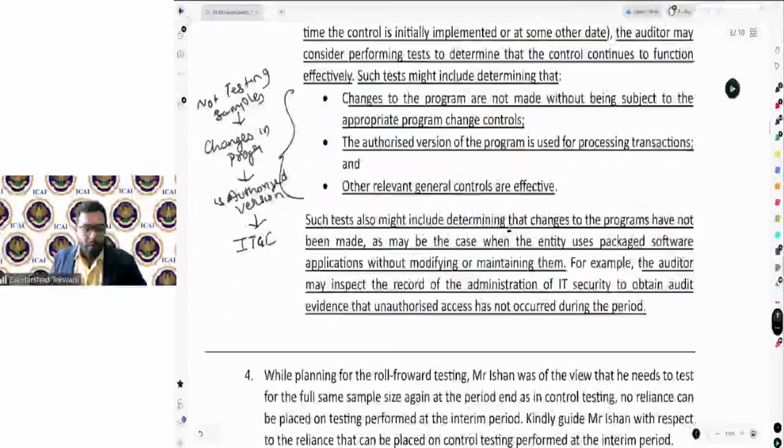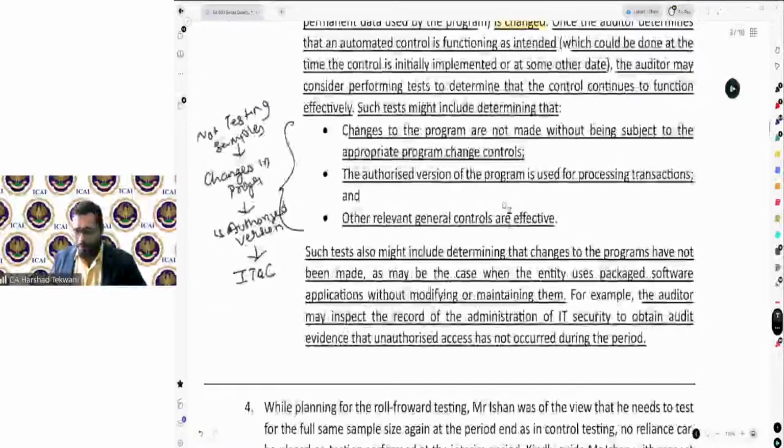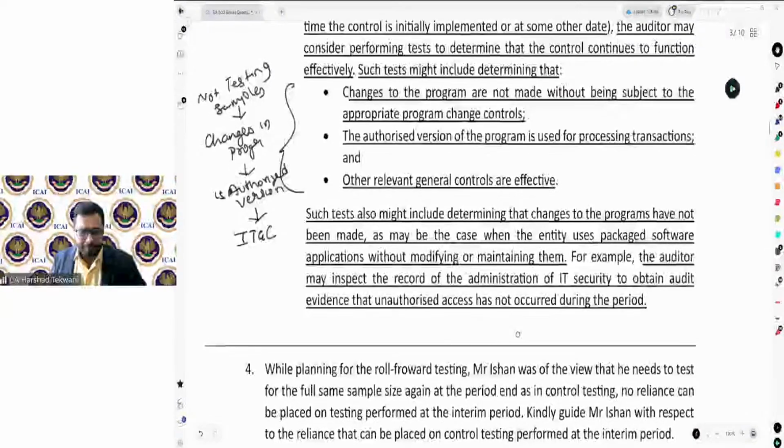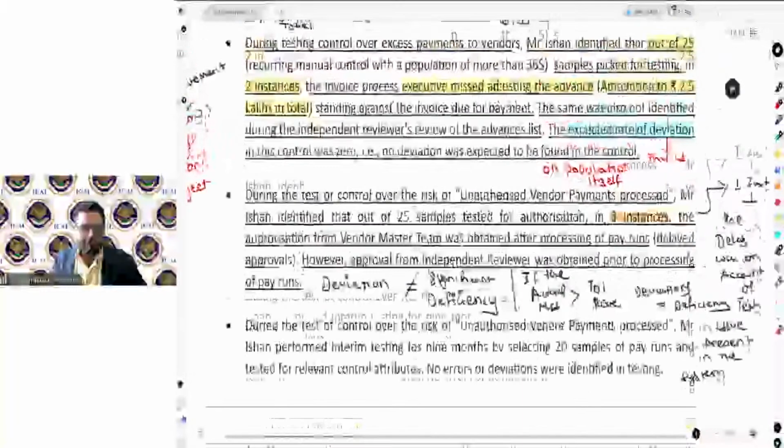Okay. Now another question on the same line for the controls. It's on the testing area. Let's see the additional information given.